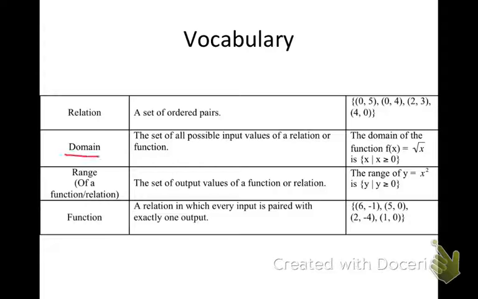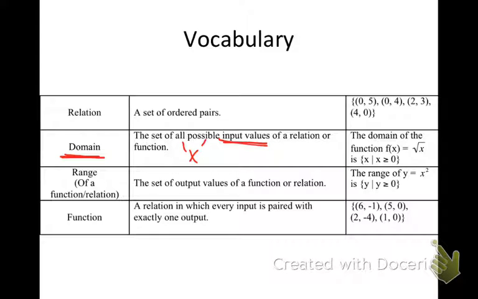Domain is a key word that you need to be able to recognize. Do you remember hearing the word domain in Algebra 1? Good. Okay, domain is the set of all possible input values of a relation or function. Domain means it's all of my x values. Domain is all of the x values. Okay, so when I'm talking about domain, I'm talking about my x values.